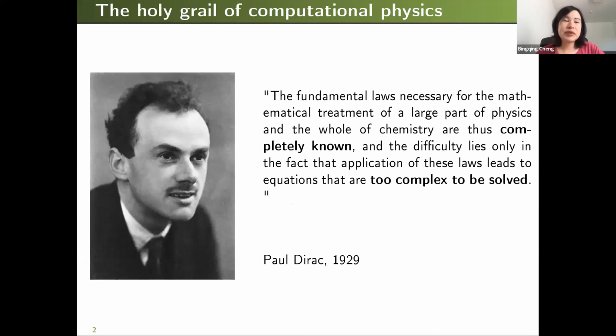What is the biggest problem in computational physics? The answer was already given by Paul Dirac almost 100 years ago. Paul Dirac said the elementary laws necessary for understanding materials and chemistry are largely known, meaning the Schrödinger equation is known. But the problem is that solving these equations is just too complex to be tractable.